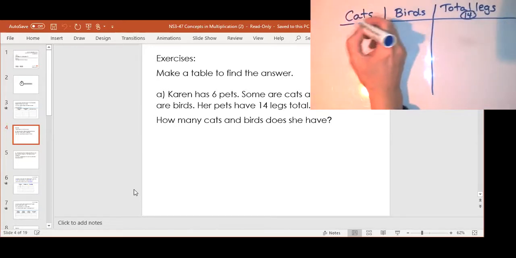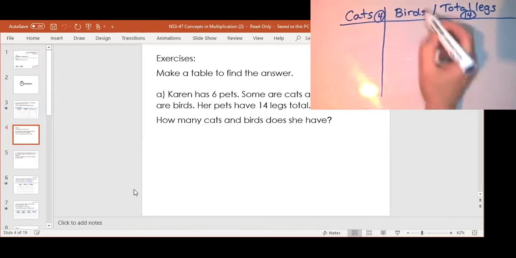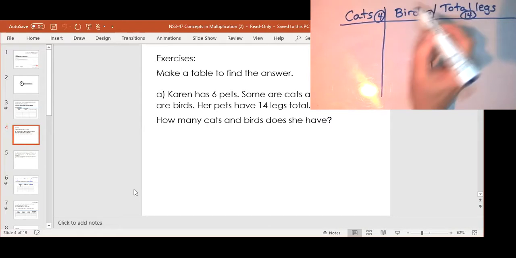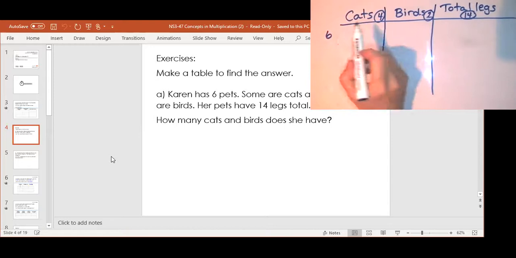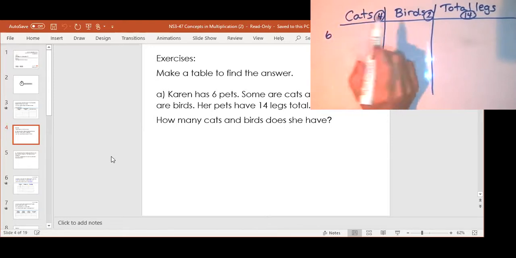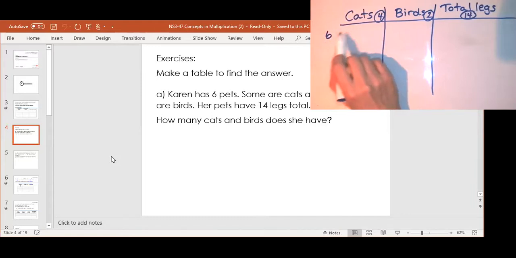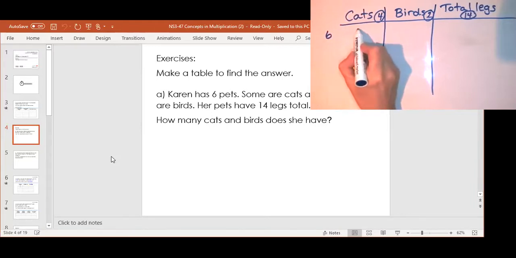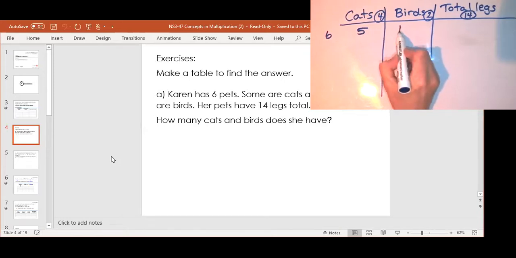And we know that cats have 4 legs. So I'm going to write 4 for cats, and birds have 2 legs. And we also know that she has 6 pets. And all of her pets are either cats or birds. And she has at least some cats and some birds. So if she has almost all cats, she could have 5 cats and 1 bird.